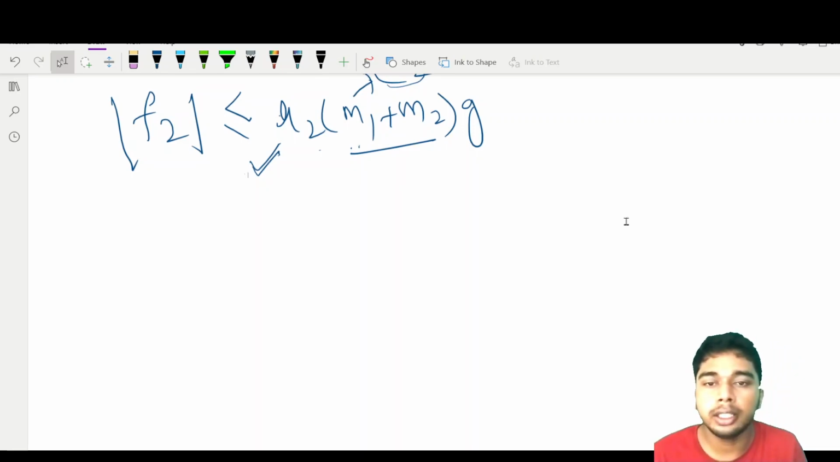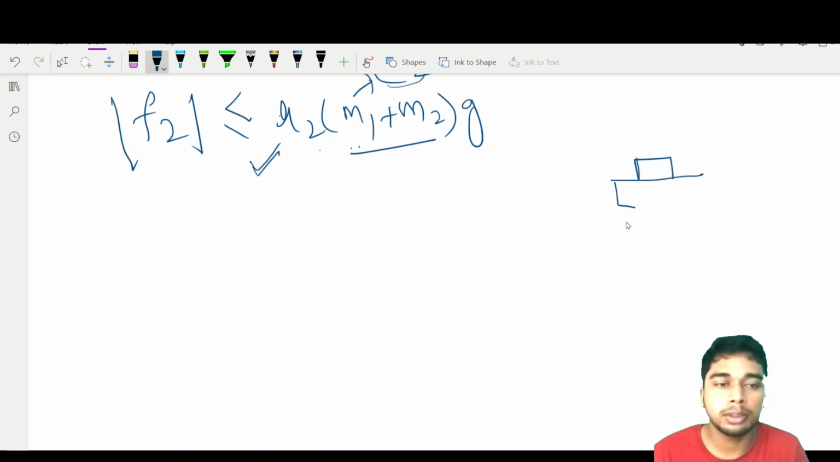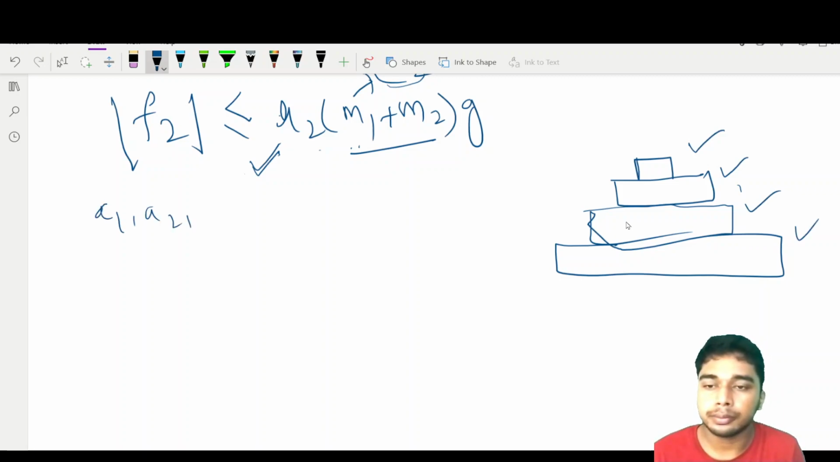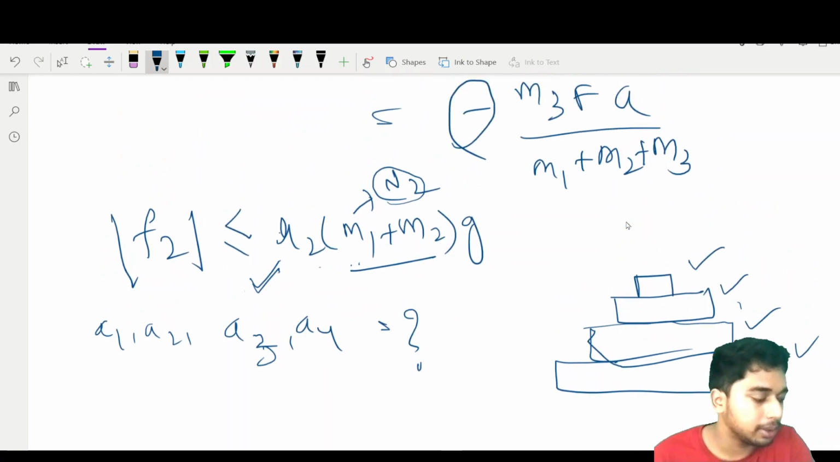So in this way, if there are many blocks, for example three blocks or four blocks, I can calculate the problems. For example, if there are four blocks, then I can calculate what the friction will be, what a1, a2, a3 will be, and therefore it can be calculated in this fashion.